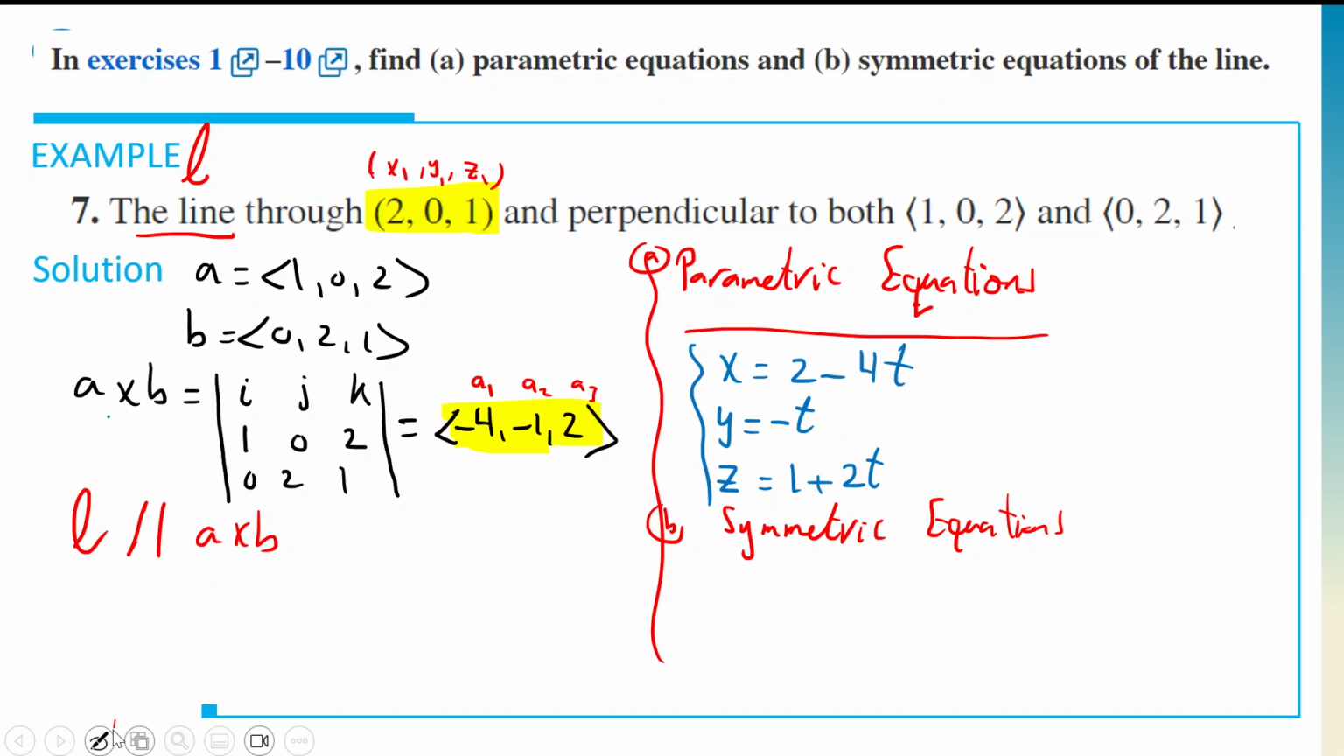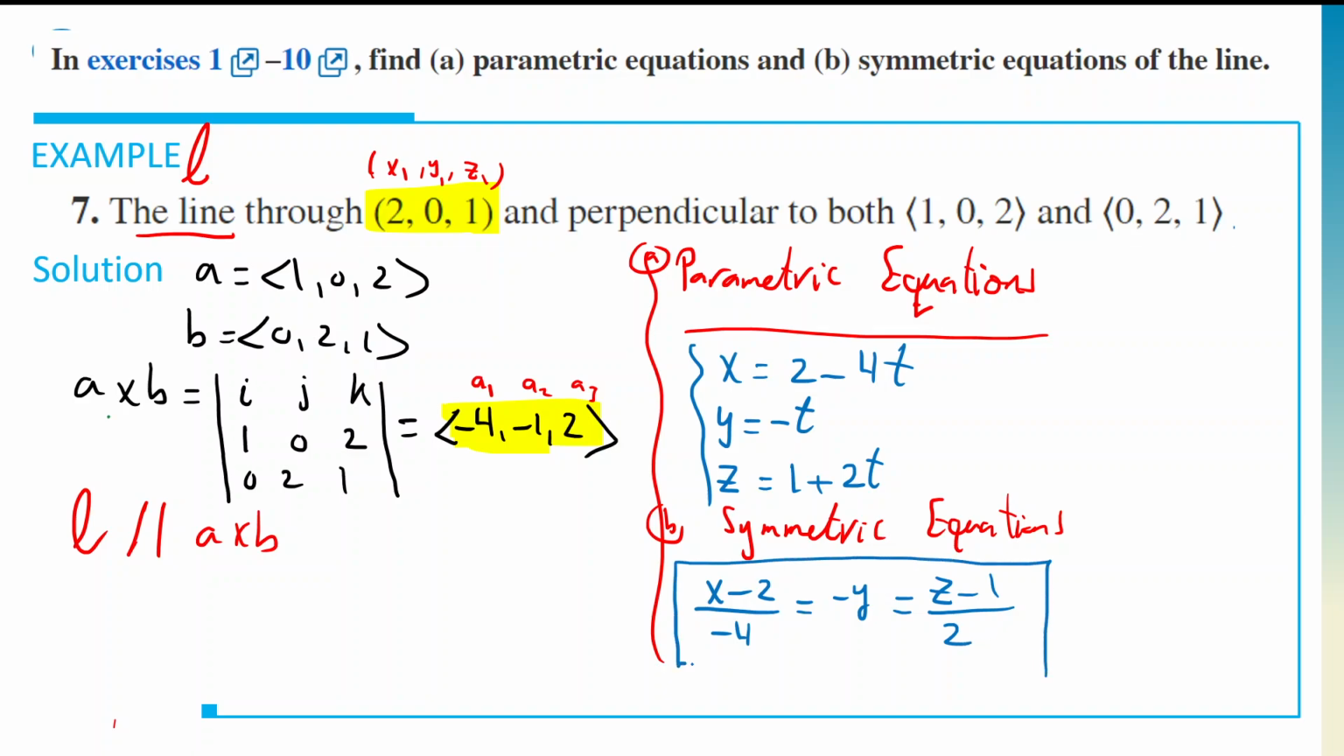And basically we always get the symmetric equations using the parametric equations just by solving for t. So there's no t, it will be cancelled out. (x - 2)/(-4), and the second one will be t equals -y, and the third equation (z - 1)/2. These are the symmetric equations. Okay, and this is the last case about lines.